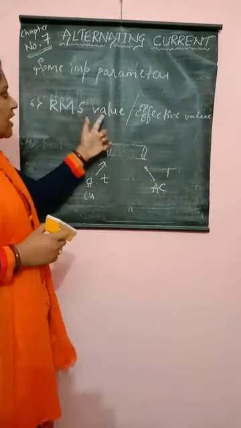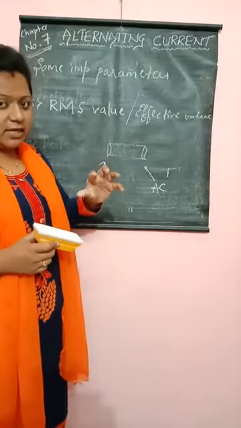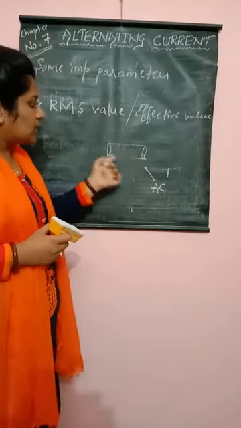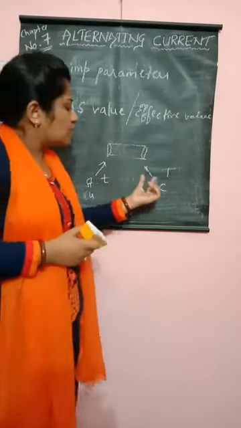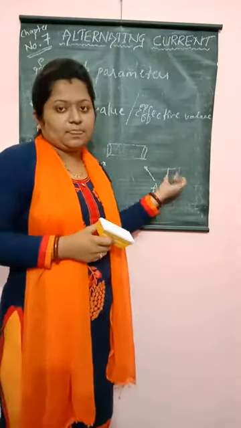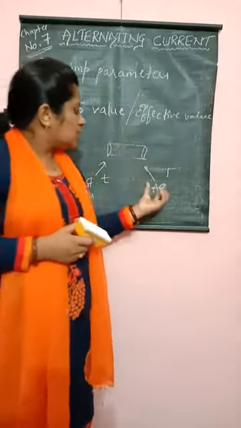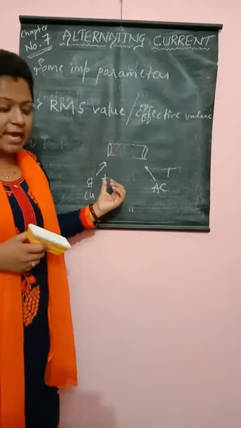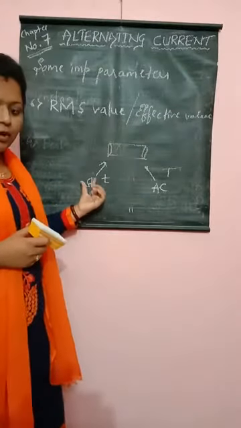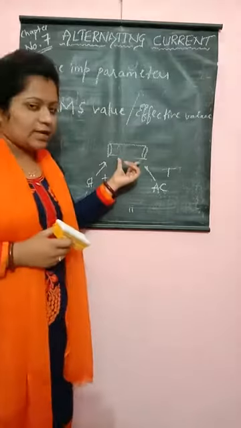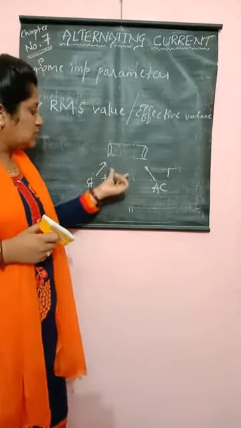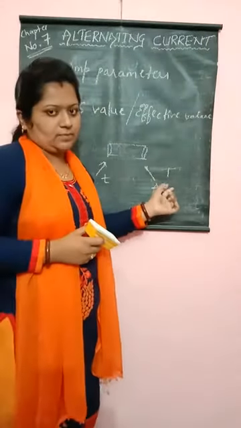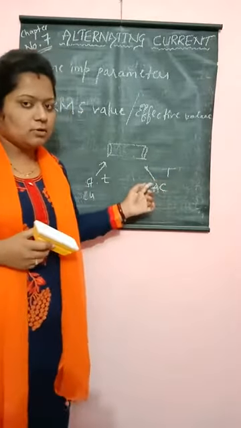Understood? So the RMS value of AC can be defined as that steady current which produces the same amount of heat in a conductor in a certain interval of time as produced by the AC in the full cycle. In the mean value we took half a cycle; here we are considering the full cycle. So the RMS value, or effective value, of AC is that steady current which produces the same amount of heat in a conductor in a certain time interval T as that produced by AC in the time of a full cycle. Understood?